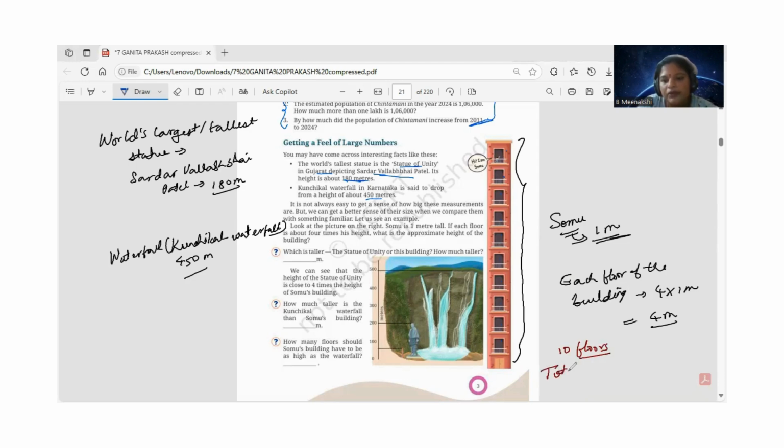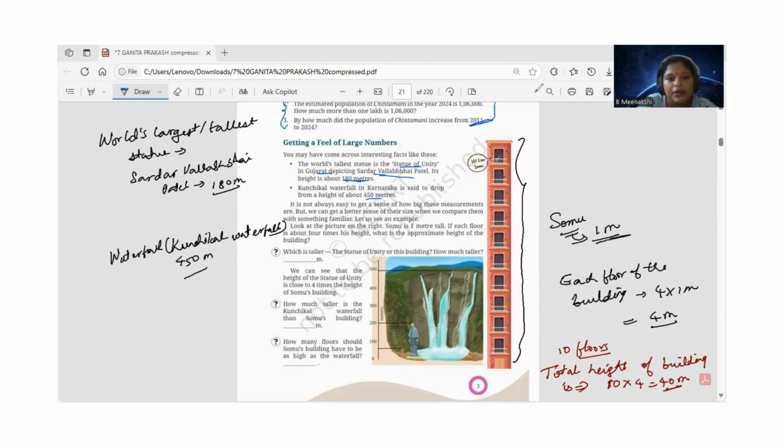The total height of the building is 10 into 4, 40 meters.